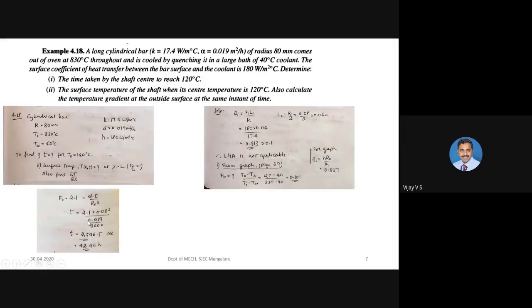Now this alpha is in meter square per hour, so divide by 3600. So this is the final time I get, 2546.5 seconds, or about 42 hours. It means the cylindrical bar will take around 42 hours to reach from 830 to 120. Clear?